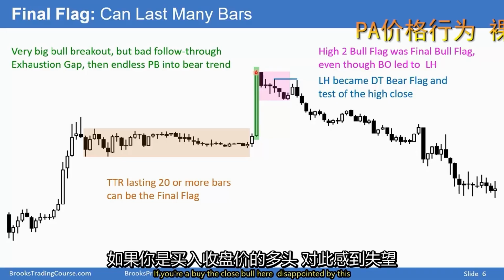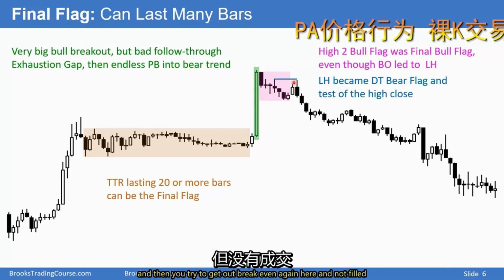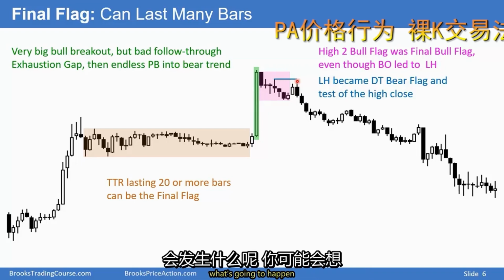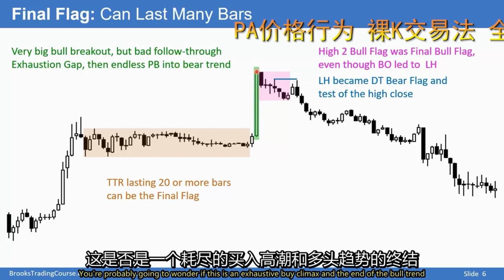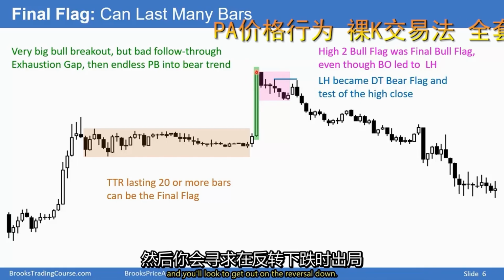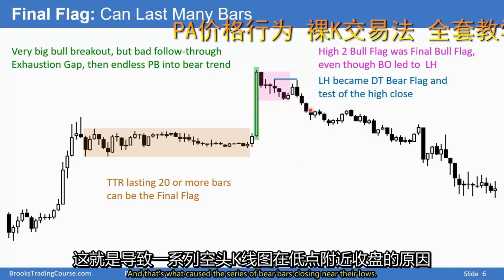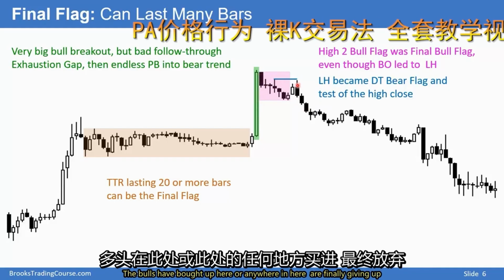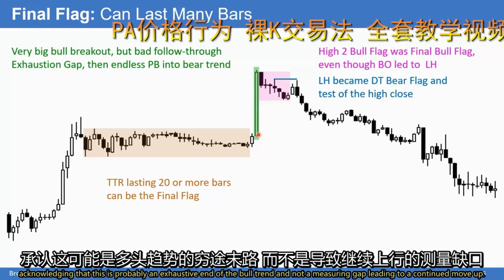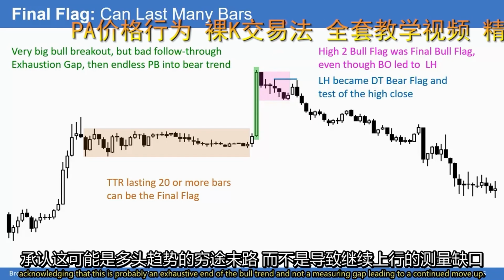If you're a buy the close bull here, disappointed by this, trying to get out break even here and not filled, and then you try to get out break even again here and not filled, what's going to happen? You're probably going to wonder if this is an exhaustive buy climax and the end of the bull trend, and you'll look to get out on the reversal down. And that's what caused the series of bear bars closing near their lows. The bulls who bought up here or anywhere in here are finally giving up, acknowledging that this is probably an exhaustive end of the bull trend and not a measuring gap leading to a continued move up.